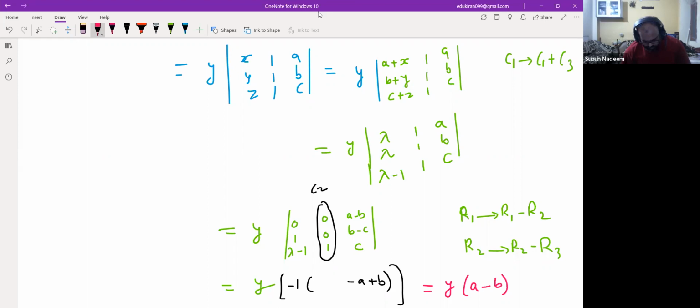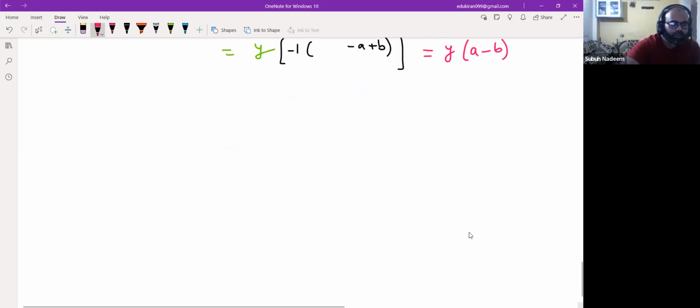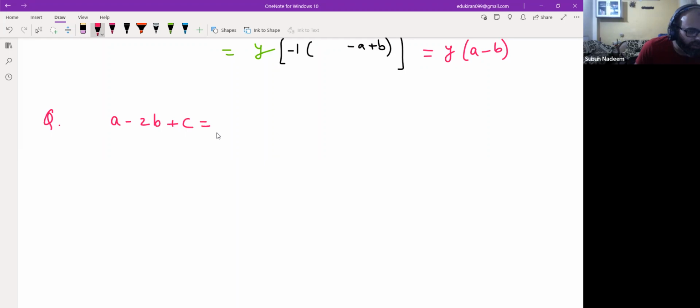This question was also asked in 2020 JEE Main, 9 January, shift 1. So this is also based on properties. This question says, A minus 2B plus C equal to 1.